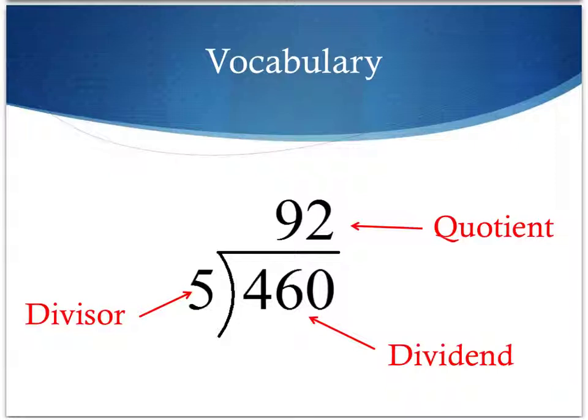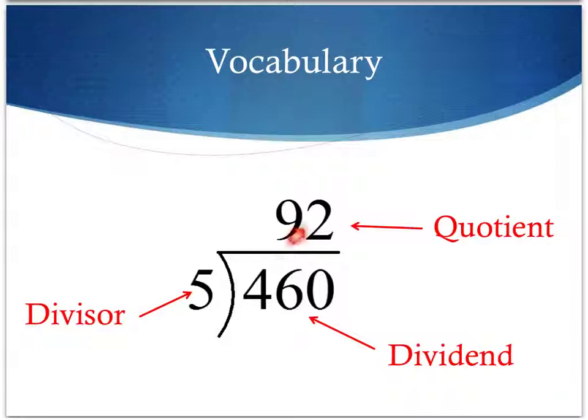Within a division problem, we have 3 things to identify. The number that is inside the division symbol is called the dividend. A dividend is the number that you would like to split up in a specified number of parts. Basically, it's the total amount that you want to split up. Outside the division symbol is the divisor, and a divisor is how many equal pieces you would like to split the dividend into. So here I want to take 460 things and split it up into 5 equal parts.